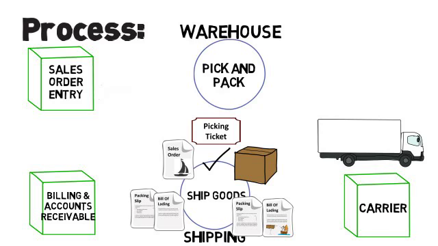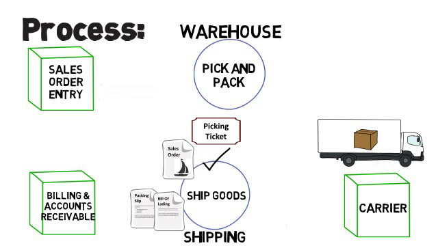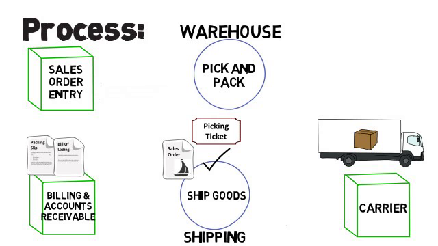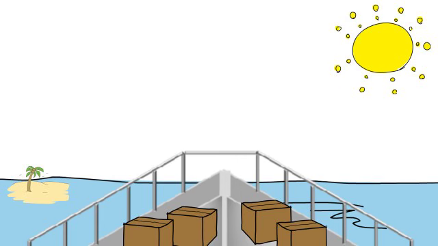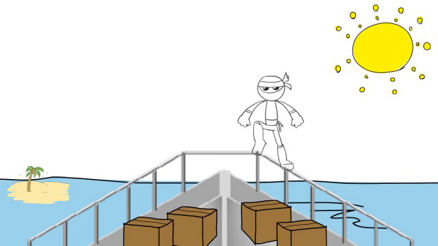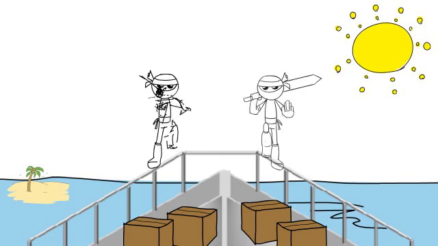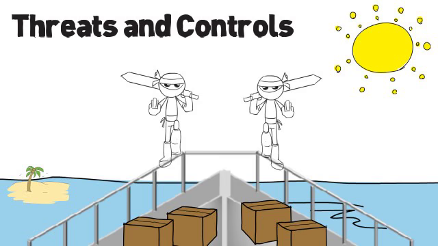The goods are then given to the carrier along with the bill of lading and the packing slip. The copies of the bill of lading and packing slip are then sent to billing and accounts receivable. Sounds simple enough. But before you think it's all smooth sailing, we need to talk about the threats and controls to this process.